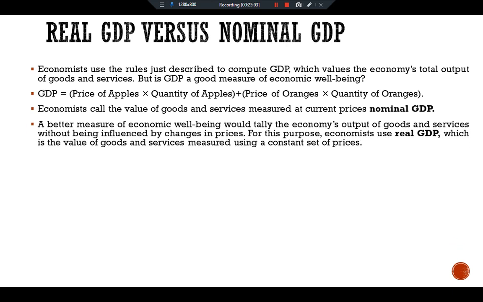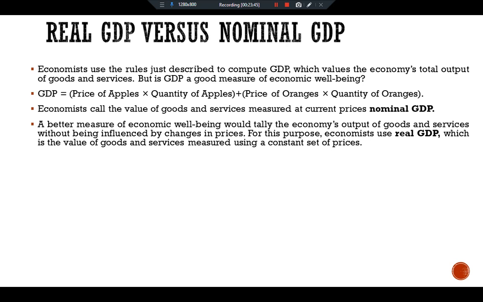So a better measure of economic well-being would tally the economy's output of goods and services without being influenced by changes in price. For this purpose, economists use real GDP, which is the value of goods and services measured using a constant set of prices. That is, real GDP shows what would have happened to expenditure on output if quantities had changed but prices had not. So let's see how real GDP is computed.